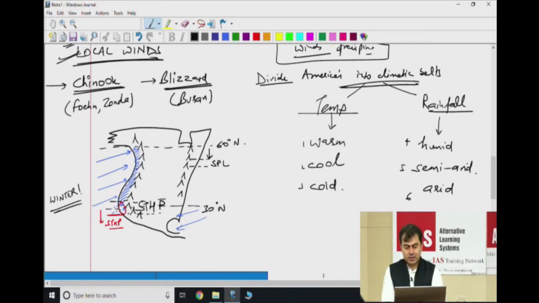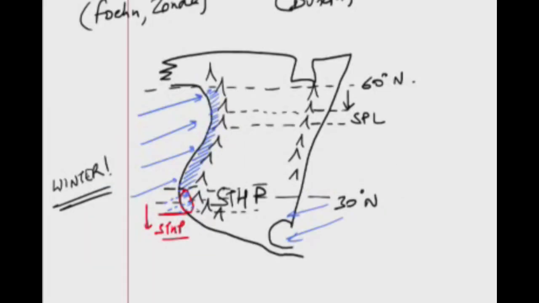Now what is happening is, if subpolar low shifts downward, what was the wind north of it or air north of it? It was the cold polar air. What was it? Cold polar air, which is semi-arid to arid.